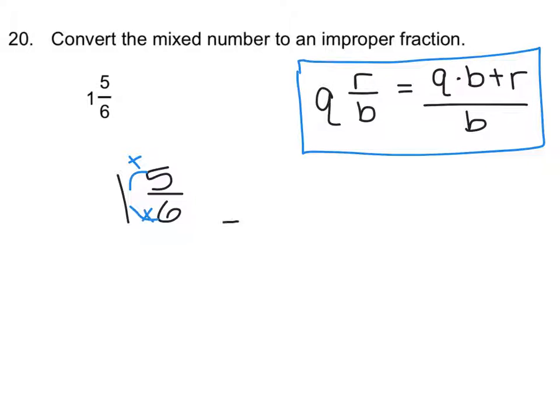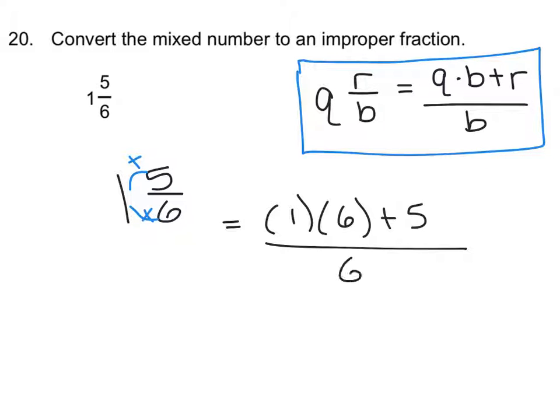So if I write this out, I have 1 times 6 plus 5 all over 6. 1 times 6 is 6. And then 6 plus 5 is 11. So my improper fraction is 11 over 6.